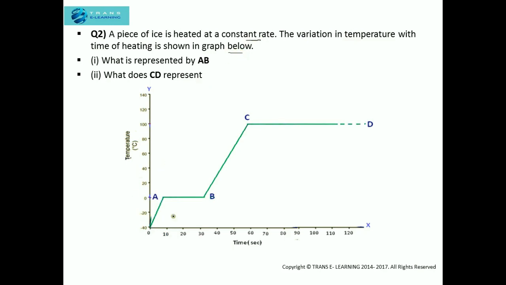This is the heating curve you can see where the temperature is taken on the y-axis and the time is taken on the x-axis. And this is the heating curve of ice. What is represented by AB? And what does CD represent? We need to figure it out. What do these phases represent?